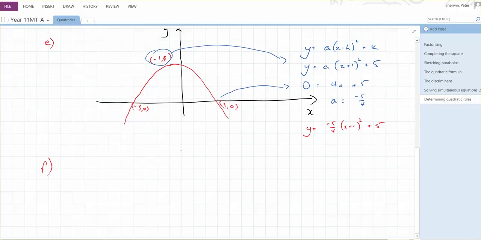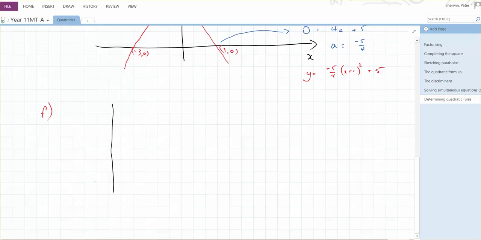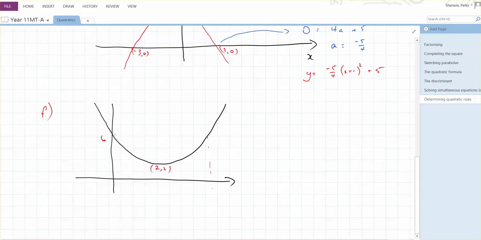Okay, welcome back. F looks like this. We've got a parabola that dips down, doesn't go through the x-axis, so we've got a vertex at 2, 2 there, and goes through here at 6, which also happens to be at 4, if that's any use to us. I'm not sure if it is. Now if we use 2, 2 as our starting point, so y is equal to a times (x minus h) squared plus k, where (h, k) is my vertex, I've got a times (x minus 2) squared plus 2.